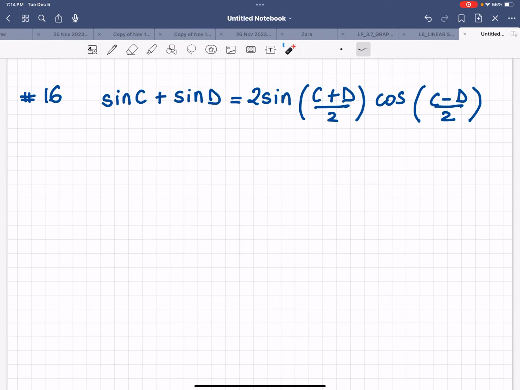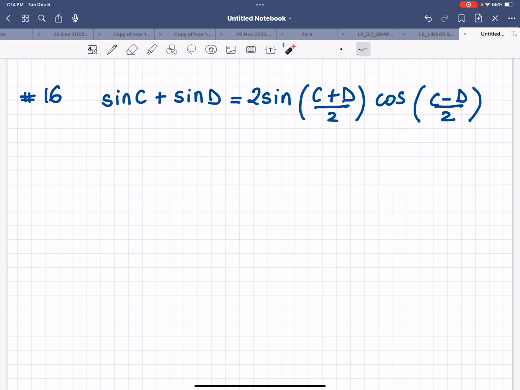In this video, we'll take a look at a trig identity. It requires the use of compound angle formulas, and this is exactly what we've been working on in the last couple of days. Let's read the question first. We have sine of C plus sine of D equals 2 sine of (C plus D) over 2 multiplied by cosine of (C minus D) over 2.